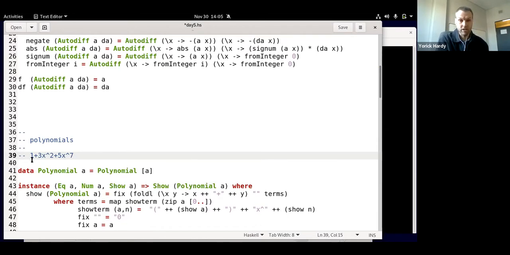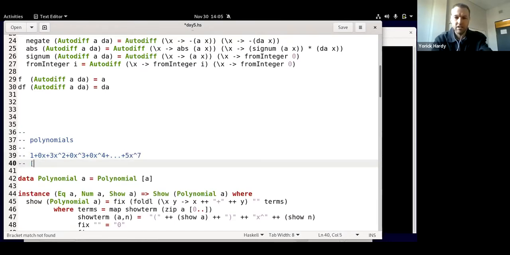So what we want to do is store the coefficients. So 1, 3, 5, but we'll do it as 1 plus 0x plus 3x squared, plus 0x cubed, plus 0x to the 4, and so on. Probably I won't type everything out, and 5x to the 7. So that's how we're going to represent it, just as a list. Let me write that out. It will be 1, 0, 3, 0, 0, and then I'm not going to count them, but anyway, up to 5. So that will be our polynomial.